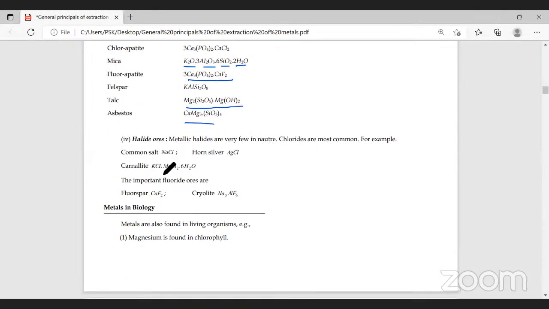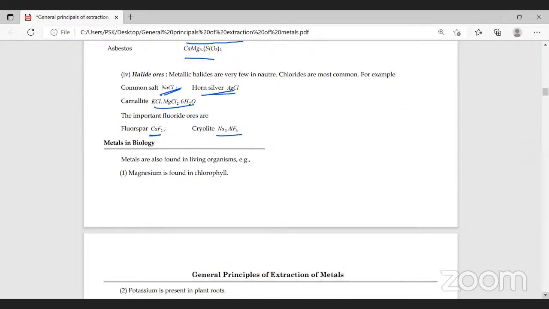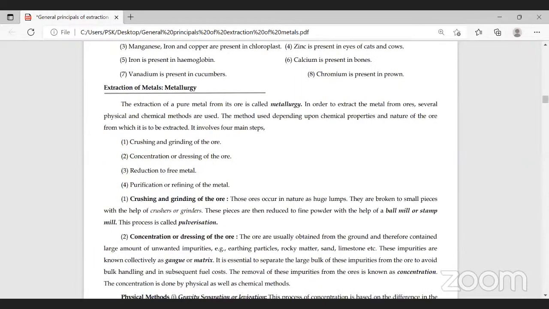And here you can see some halide ores. A metal along with a halogen is called a halide ore. Common salt is sodium chloride. Horn silver is silver chloride. Carnallite is KCl.MgCl2.6H2O. Fluorospar is CaF2, and cryolite is Na3AlF6.